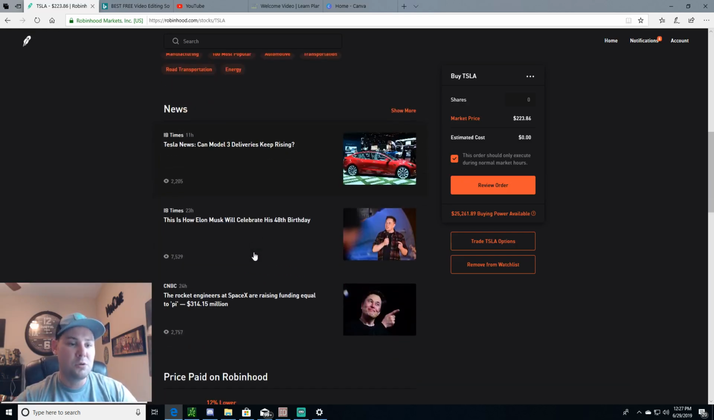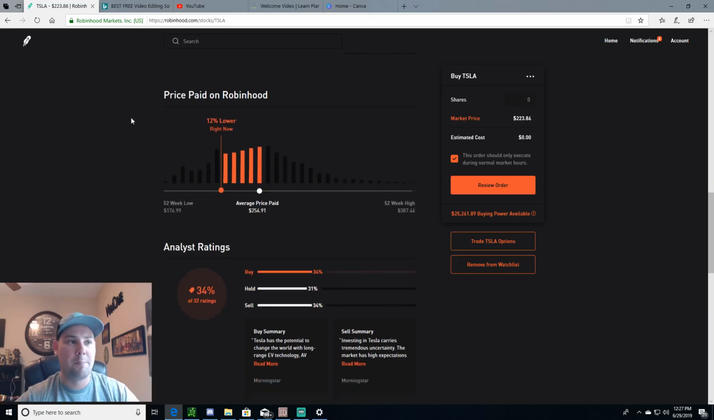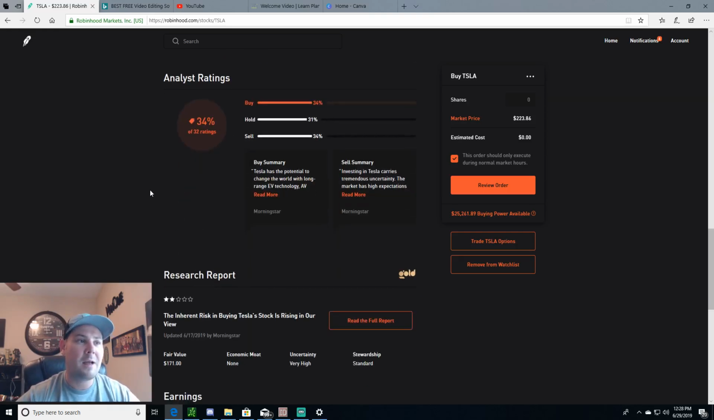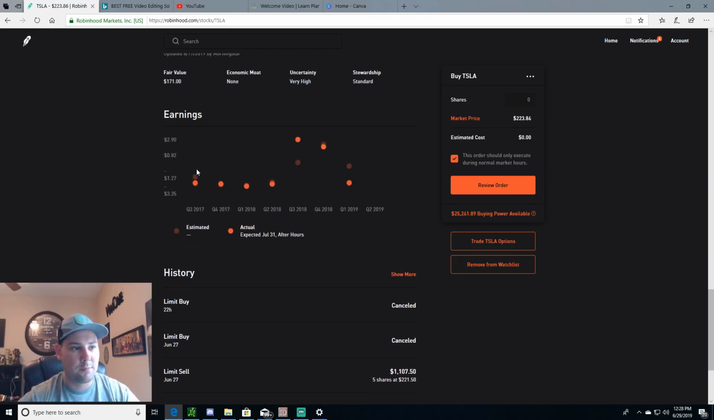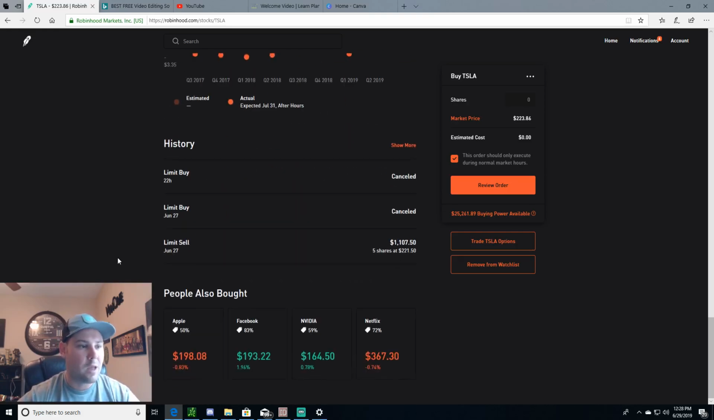Scroll down, it'll give you the news, everything on Tesla, the price paid on Robinhood. So as of right now, Tesla is 12% lower than its average paid price, which is $254.91. The 52-week high you can see is $387.46, and the 52-week low is $176.99. It has an analyst rating: 34% of analysts are saying buy, 31% hold, 34% sell. You can see a little summary of why, the buy summary and the sell summary, the research report, the earnings ratio right here, and it'll tell you the history.